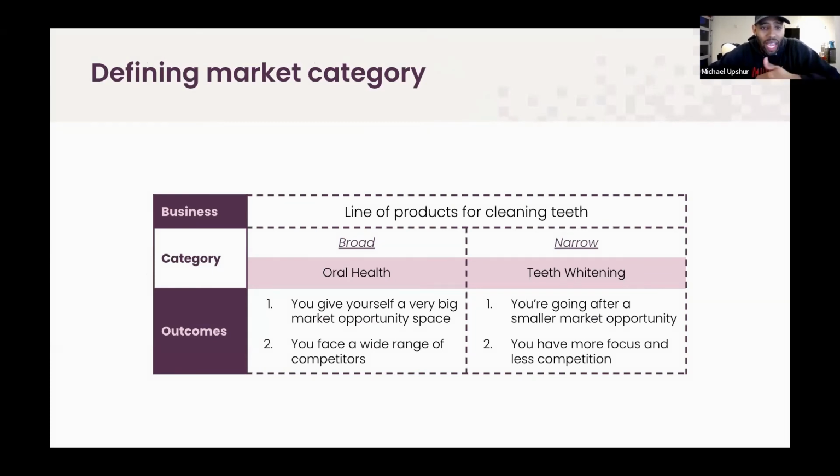Now, when you define the category this way, two things are generally going to happen. First, you give yourself a very big market opportunity space by addressing a lot of specific needs with a large, wide variety of products. But guess what, right? That definition also means you face a wide range of competitors fighting for the same customers.